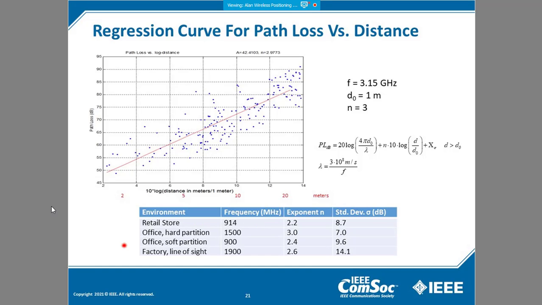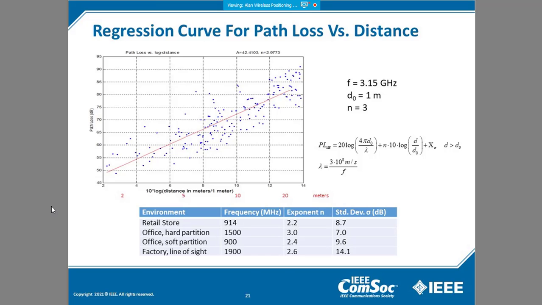Again, very, very general. This gives you a very, very rough idea. Obviously, all retail stores are not the same. Offices are very different. Factories are very different. This is just giving an example of how this exponent and the standard deviations could change, but this will not necessarily give you a very good indication of what to use in a particular environment.